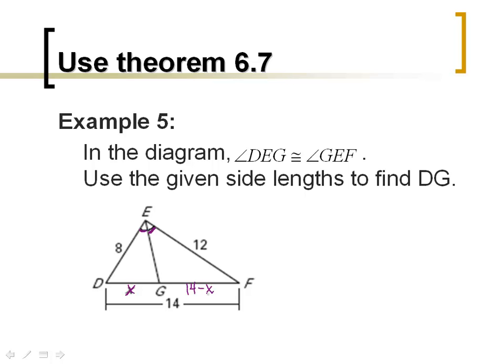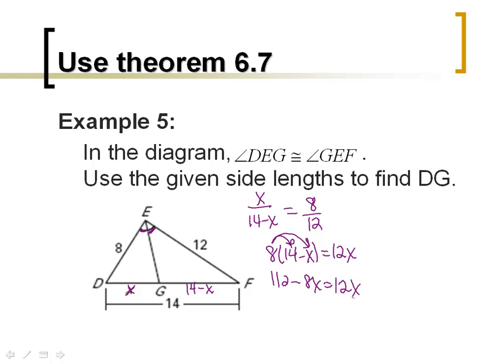So let's write a proportion. X over 14 minus x, and I have to put those two together. So x over 14 minus x equals 8 over 12. Let's use our cross products property here. I have 8 times 14 minus x equals 12 times x. If I distribute this, I have 112. 8 times 14 is 112, minus 8 times x is 8x. That equals 12x. If I move that 8x to the other side, it's negative 8x on the left, so on the right it'd be plus 8x.